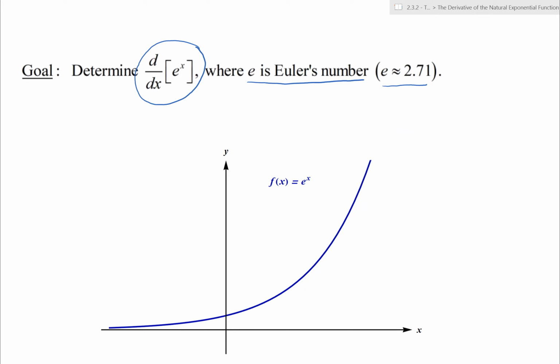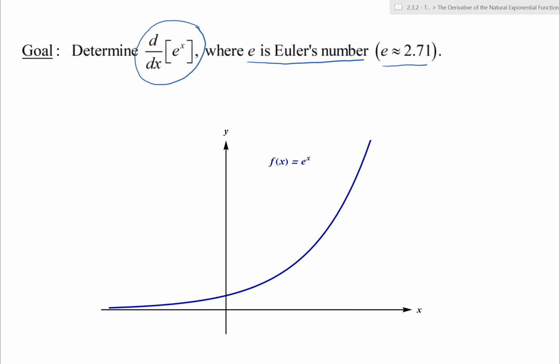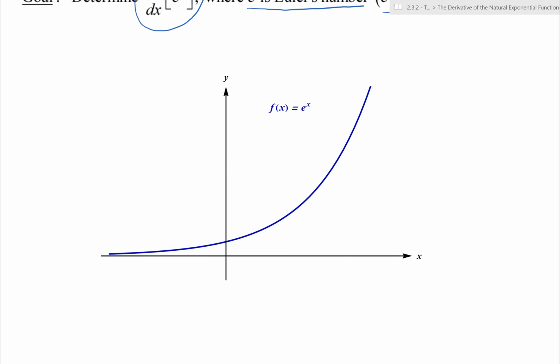So when looking at this graph, it's nice and smooth. It's always increasing. So we should expect that the derivative of this function e to the x is going to be differentiable, or the derivative, that is, will exist for all values of x. And it should also be positive, right? Because it's always an increasing function.